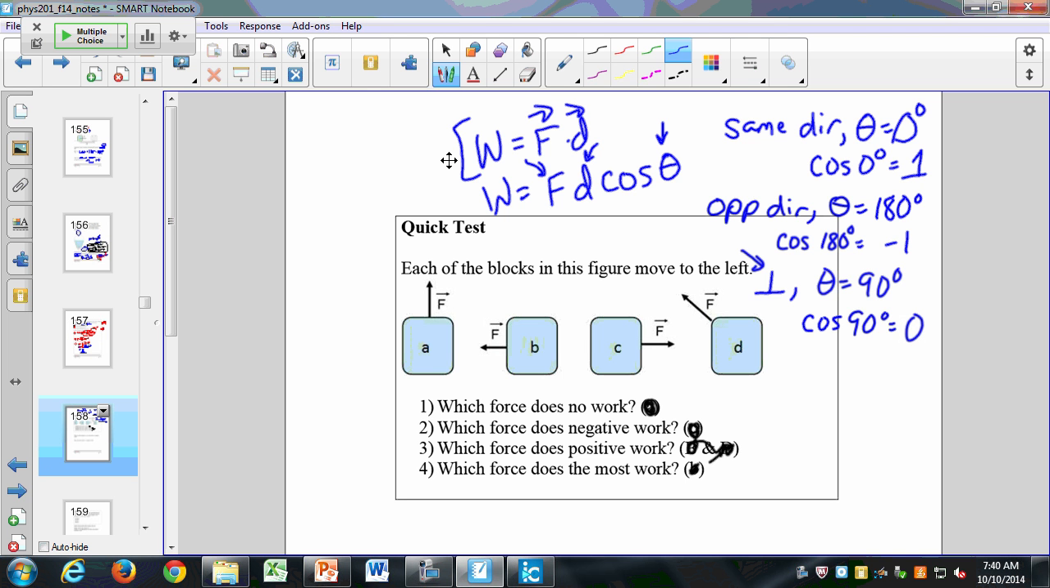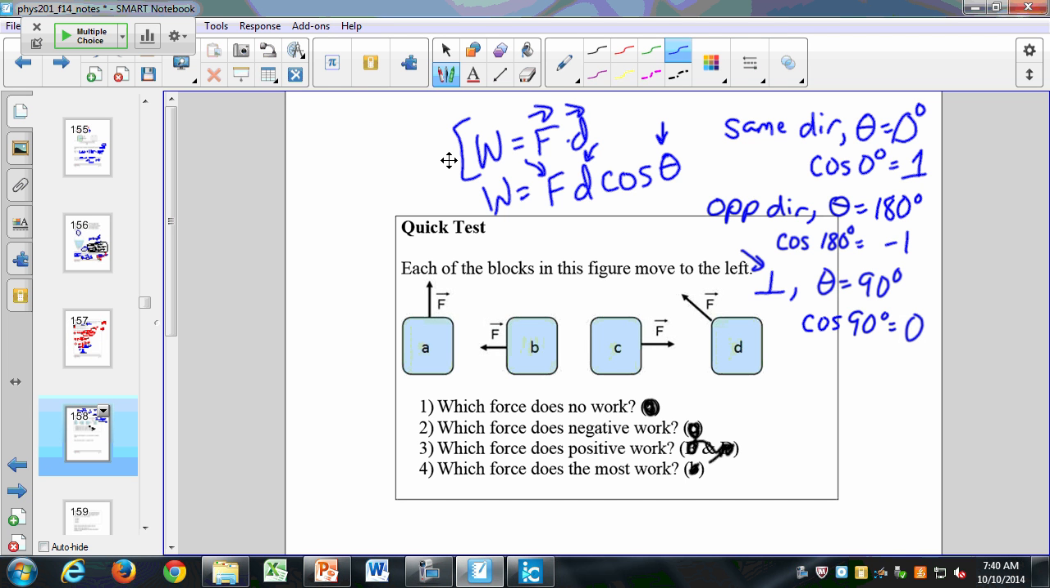So with that, which of these forces does no work? That would be the force that is perpendicular to the motion. They're all moving to the left. Which one is perpendicular to the motion? A, right. So this force does no work. All of these objects are moving to the left. Right, so this force does no work. Which force is doing negative work? C is doing negative work because the force is in this direction and the displacement is in that direction.